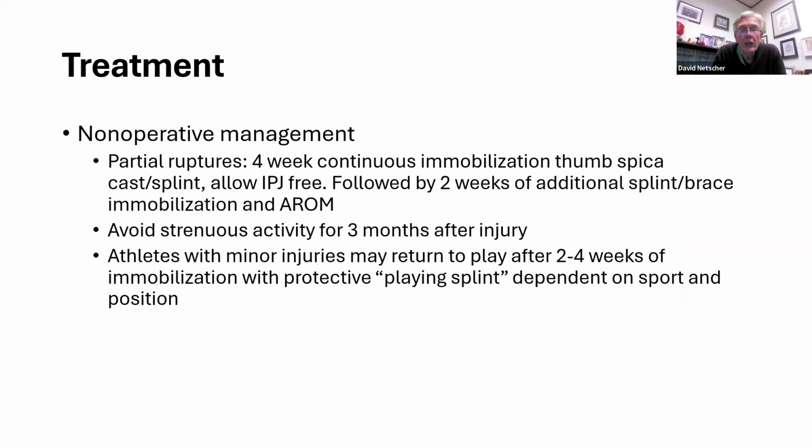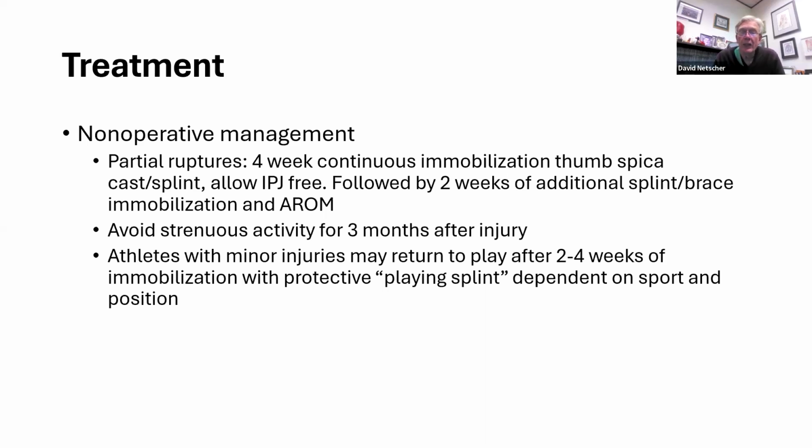And if you've got partial ruptures, usually they don't need surgery. They need to be immobilized continuously for at least 4 weeks, and then we'll continue an additional 2 weeks of immobilization, but they can now come out of it so that they can start doing thumb flexion and extension so that they don't lose that motion, but no side-to-side movement for 6 weeks. And again, ligaments are very difficult to get to heal. Bones sometimes heal better than ligaments do. And strenuous activity may have to be restricted for as much as 3 months, even with a partial rupture.